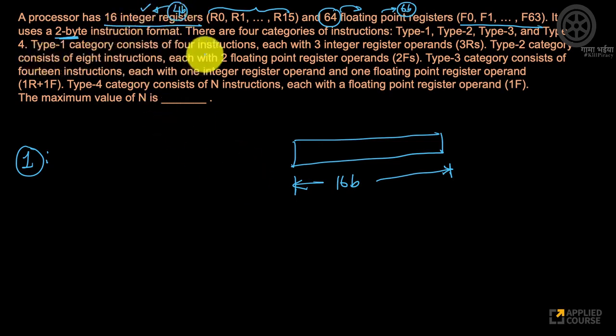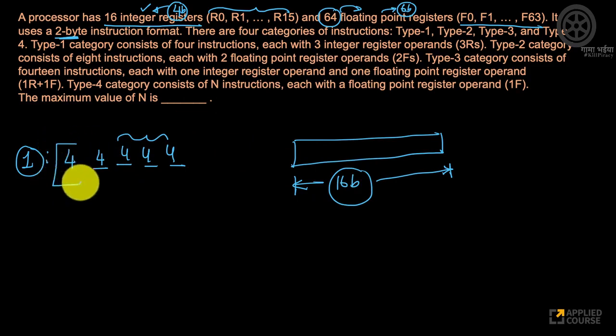So type 1 category consists of 4 instructions, each with 3 integer register operands. So each of these operands requires 4 bits, 4 bits, 4 bits, right? That's what it requires. So 12 bits are already taken up by these 3 integer registers. Now 4 more bits are left because I have a total of 16 bits and I have 4 instructions here. Okay, let's understand the problem first.